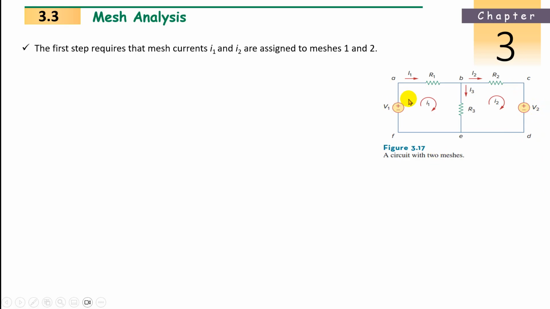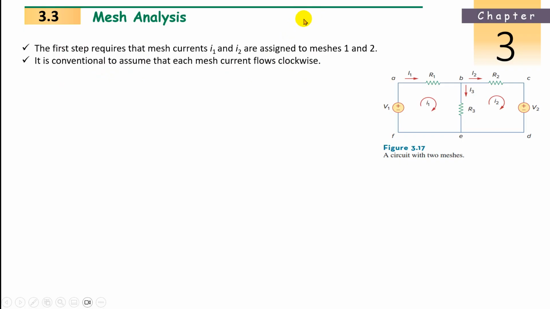But in mesh analysis, it is completely opposite. Small i1, i2 are the mesh currents. Capital I1, I2, I3 are the branch currents. Now it is conventional to assume that each mesh current flows clockwise. You can assume anticlockwise also. It's up to you, like in node analysis, where you can assume the current direction in each branch.